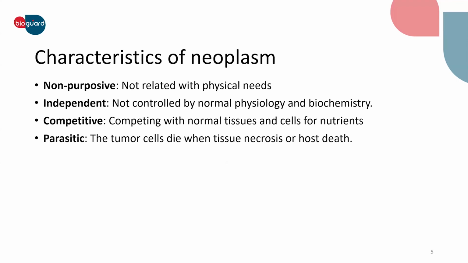There are some features that neoplasms have, like non-purposive. The neoplasm is not related to physical needs. Independent. The neoplasm is not controlled by normal physiology. Competitive. The neoplasm is competing with normal tissues and cells for nutrients. Parasitic. The neoplastic cells die when there is tissue necrosis or host death.